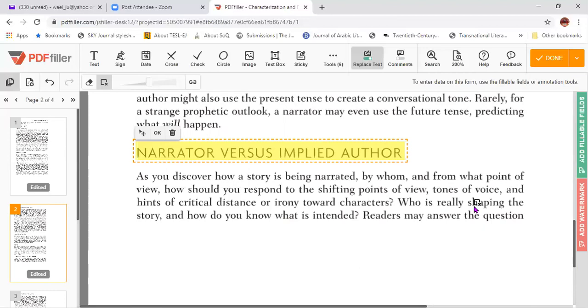In fiction, most of the time we have the narrators talking, not the authors. So don't say the author says; say the narrator says, or the character says. Okay.